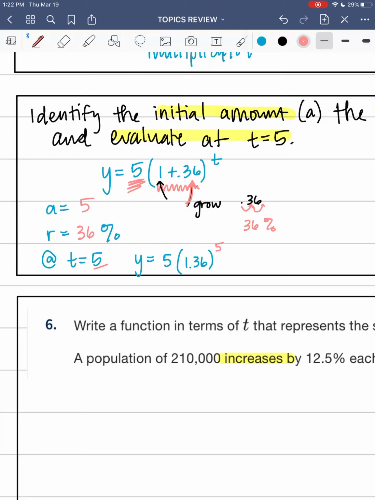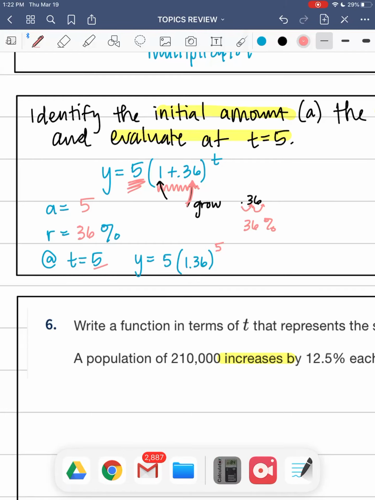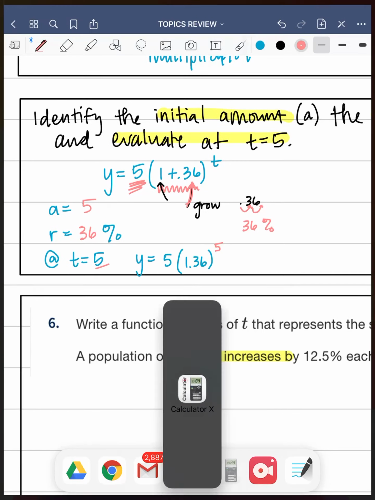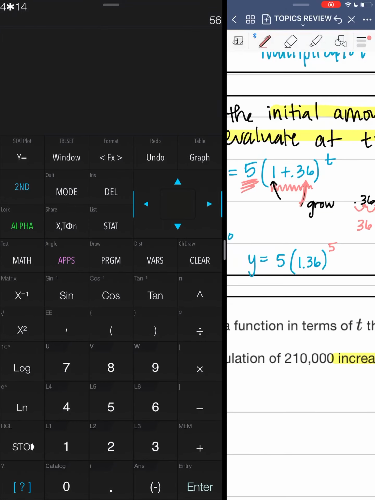Okay, I just learned how to do this. Let's see if I can do this. Look at that. Oh my gosh, that's so cool.